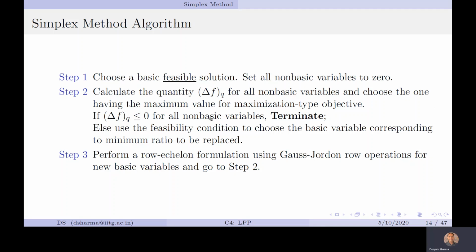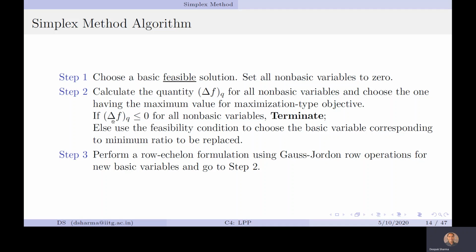Now there are three steps involved in the simplex method. First, we have to choose a basic feasible solution and set all non-basic variables to 0. This is a very important step. Why? Because the simplex method always starts with a basic feasible solution. Once we know that, in step 2 we calculate delta Z. Why? Because we have to check the optimality condition first.